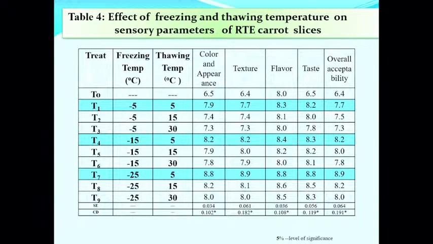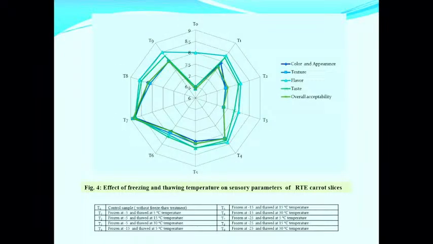Here is the effect of freezing and temperature on the sensory parameters of the RT carrot slices. The T7 treatment, that is the color, texture, flavor, and overall acceptability, received the highest score for the RT carrot slices.